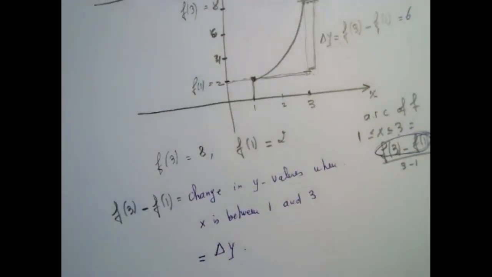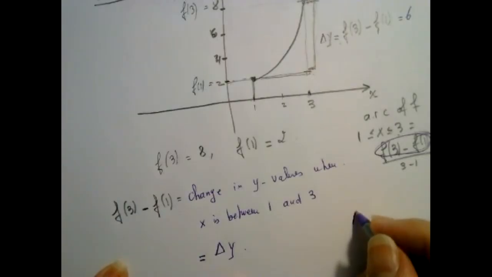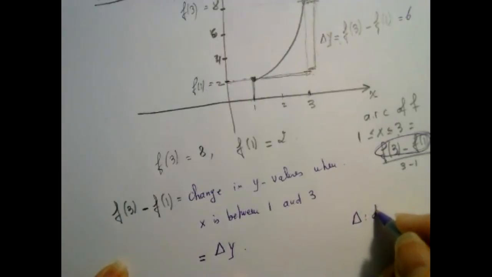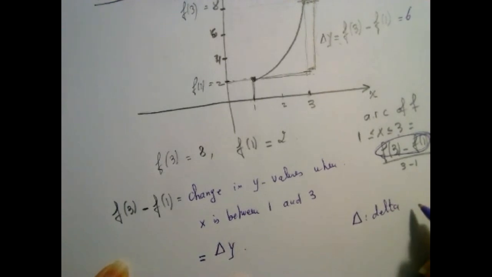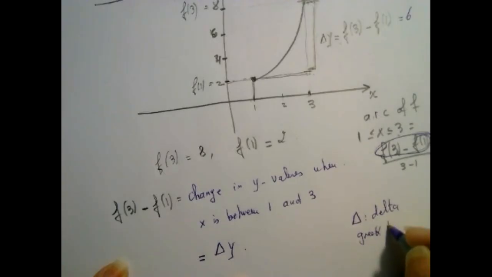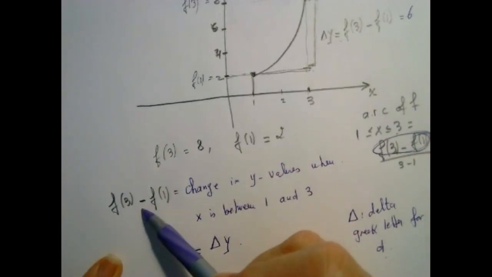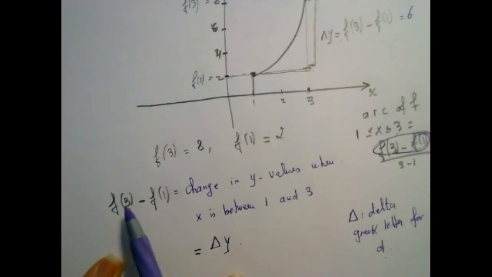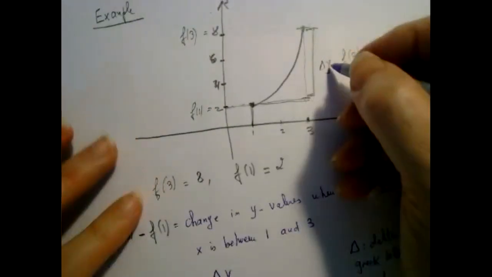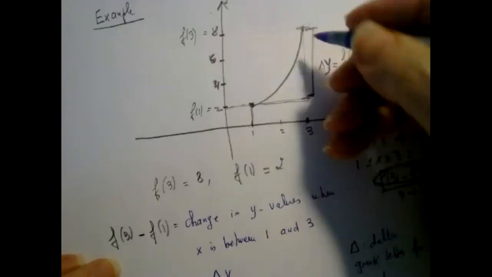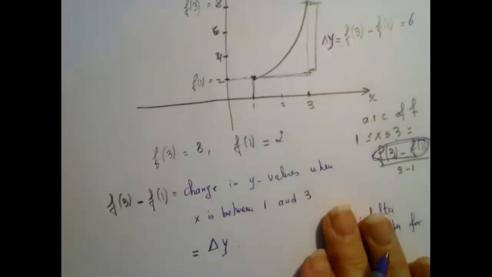Now, where is the notation delta y coming from? Delta is basically the Greek letter for D. And where is this D coming from? This D is coming from the difference. So that's why we use delta y. It's the difference between two quantities, f of 3 minus f of 1. So on my picture here, the numerator is how much my output changed.